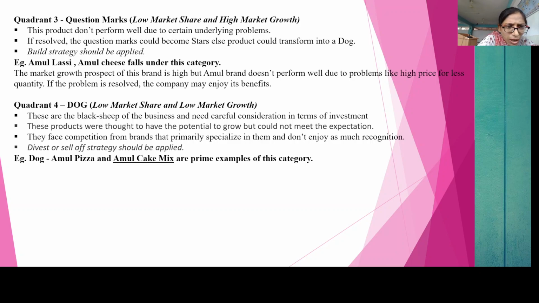For example, Amul lassi and Amul cheese. Though in India the cheese market is growing in popularity, still they need to work on it. Quadrant 4, that is the dog category.